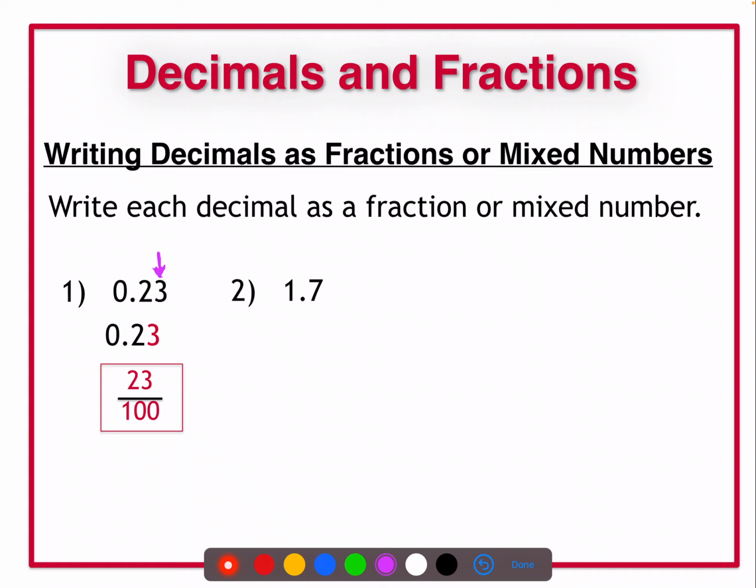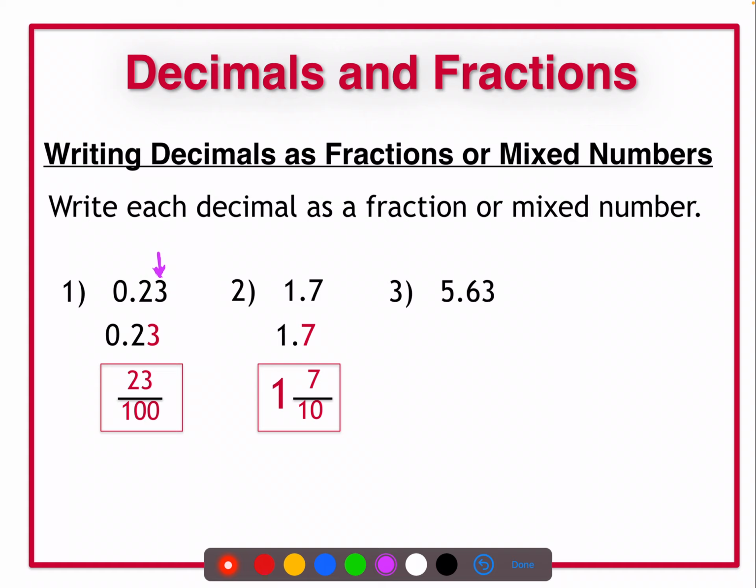Number 2, we have 1.7. So 1 is a whole number. 0.7, we have to convert into a fraction. So it's 7/10. So it is 1 and 7 tenths because it's in the tenths place.